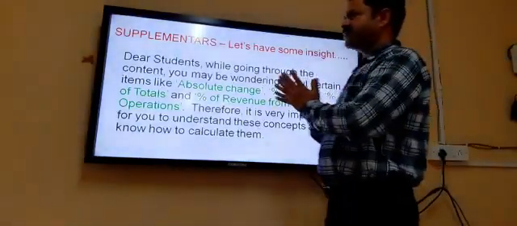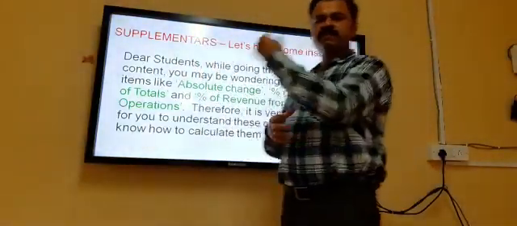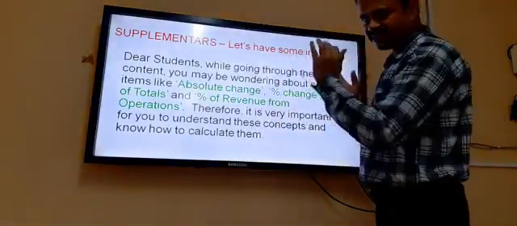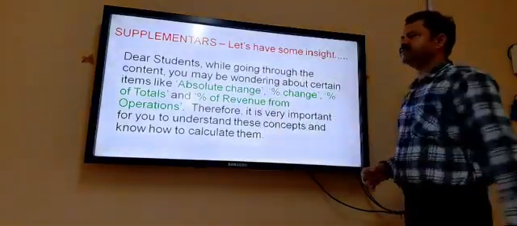So let's have some supplementers. Supplementers means in common size and comparative income statements you have seen certain new terms. So I'm just going to discuss them.